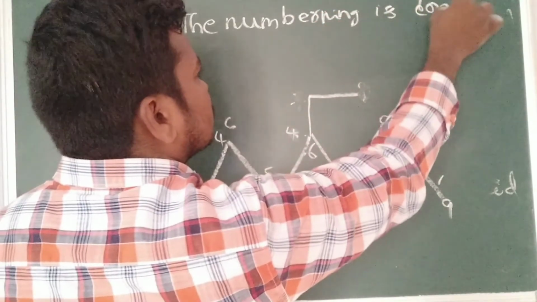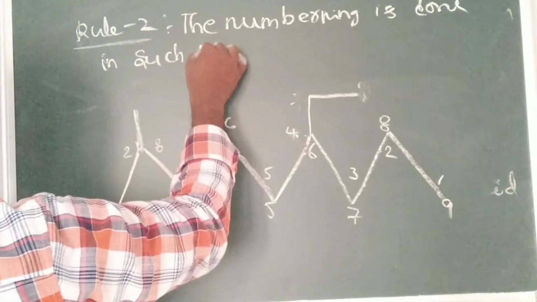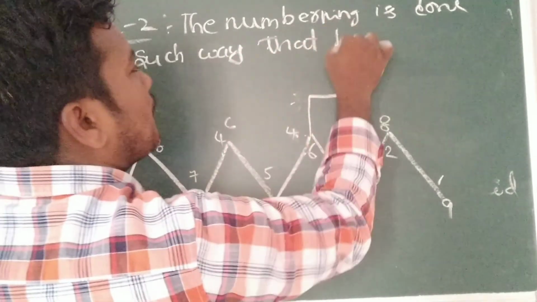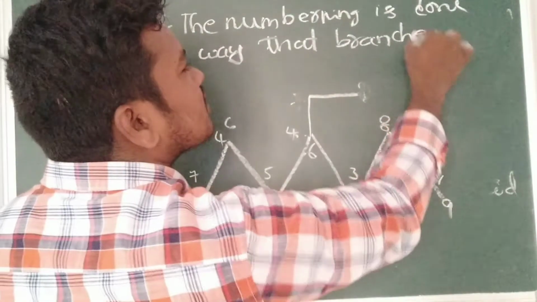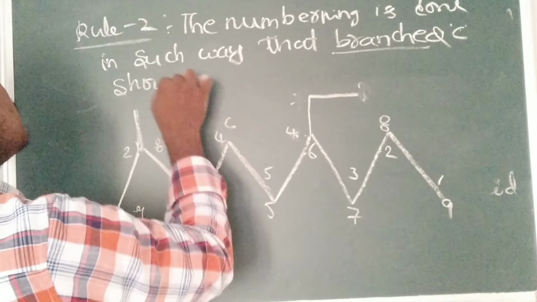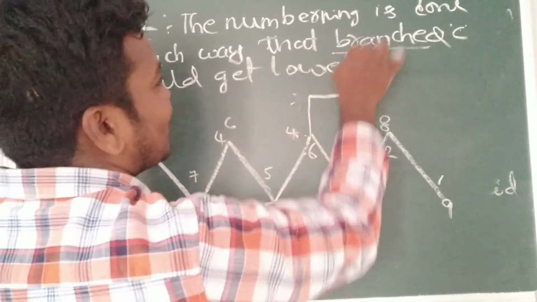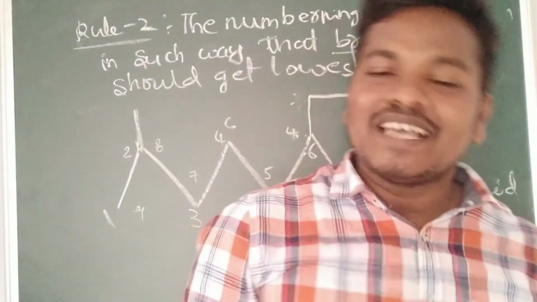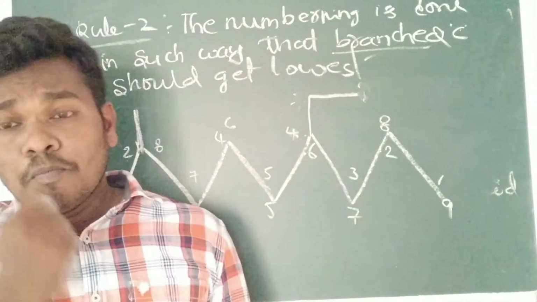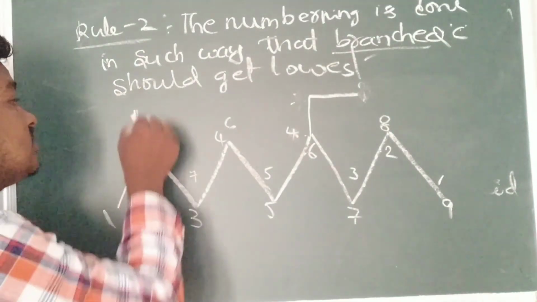The numbering is done in such a way that the branched carbons should get the lowest number. Whatever the branched chains there are, we have learned them. Branched chains should get the lowest number. What are the branches here?